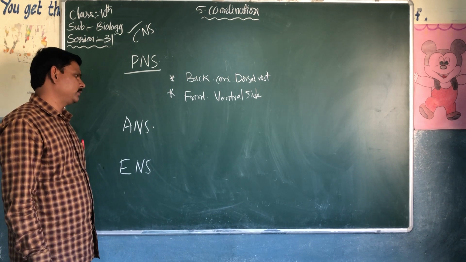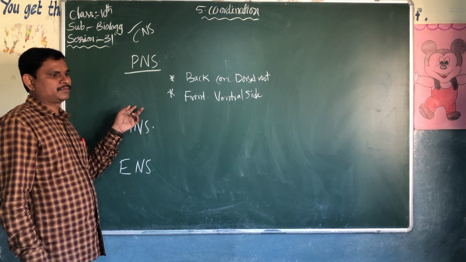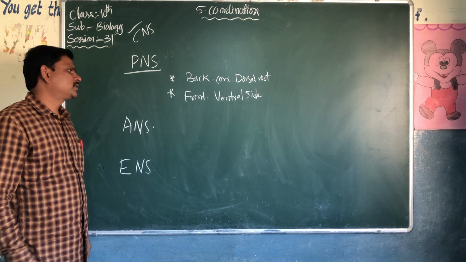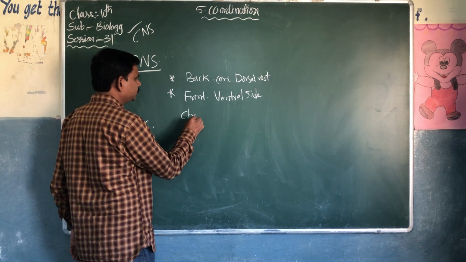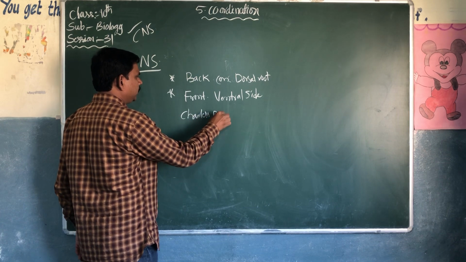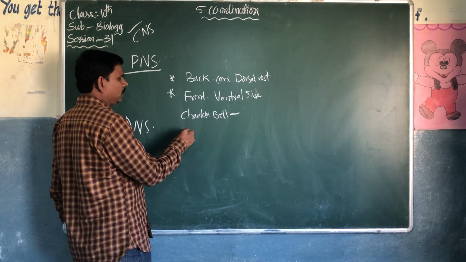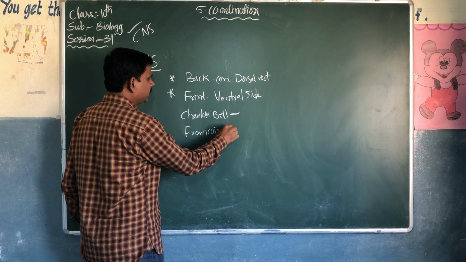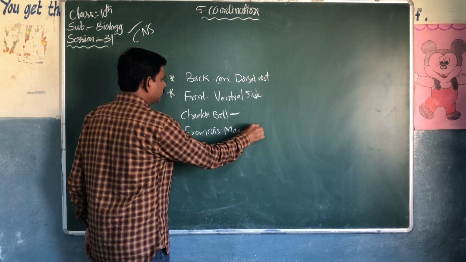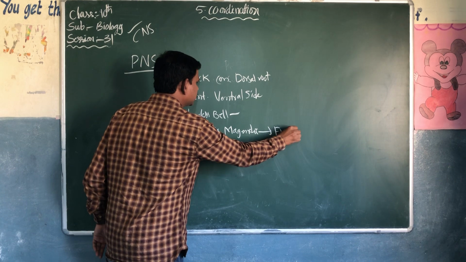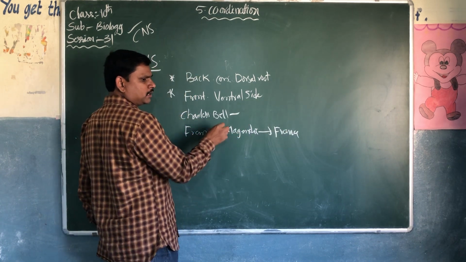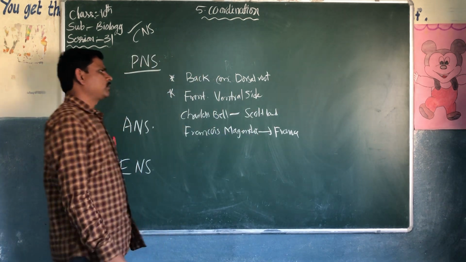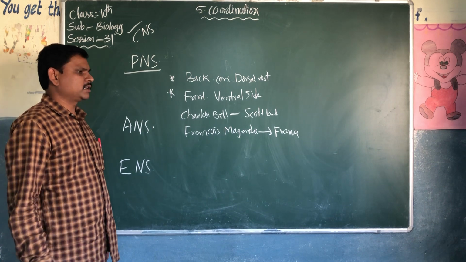There are two scientists. One is Charles Bell, who belongs to Scotland, and another one is Francois Magendie, who belongs to France. They did some experiments on these roots, one the dorsal roots and the other the ventral side roots.